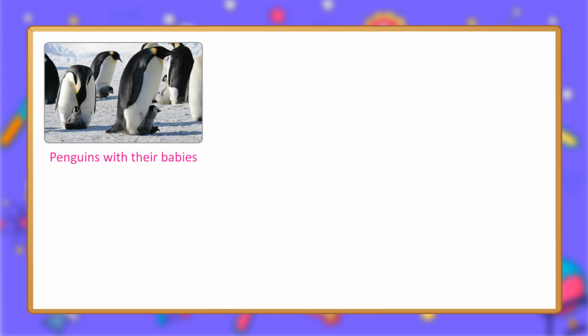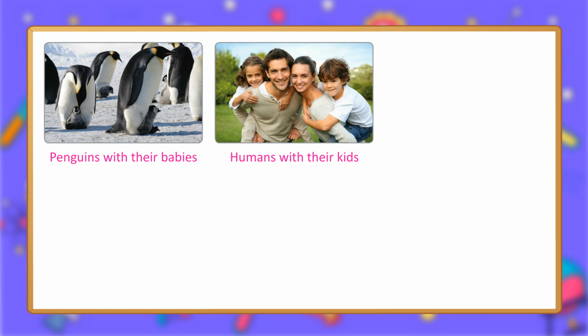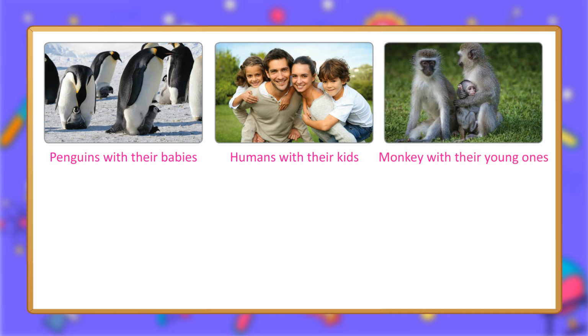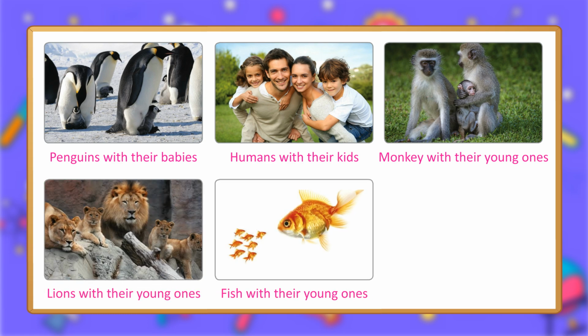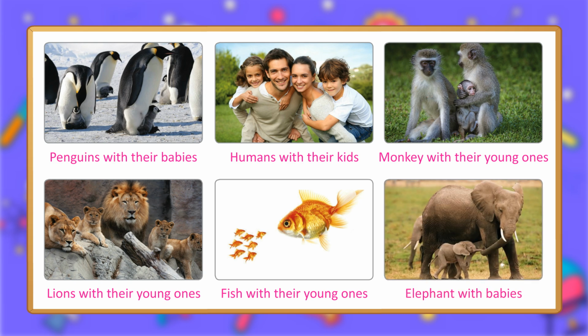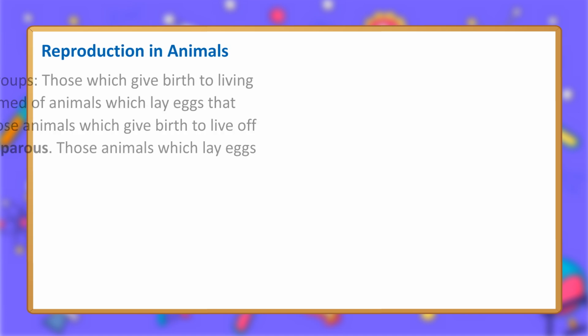Penguins with their babies. Humans with their kids. Monkey with their young ones. Lions with their young ones. Fish with their young ones. Elephant with babies. Reproduction in animals.